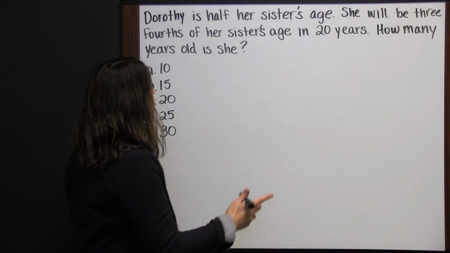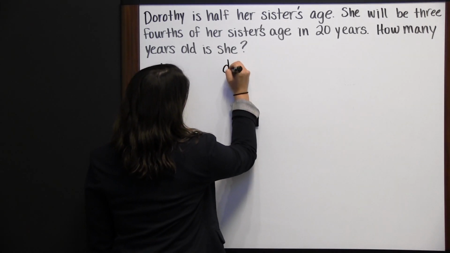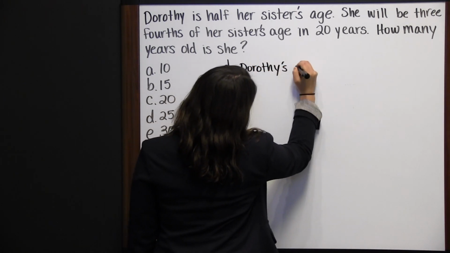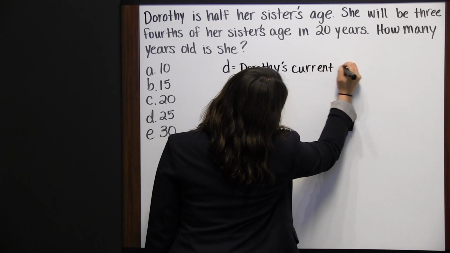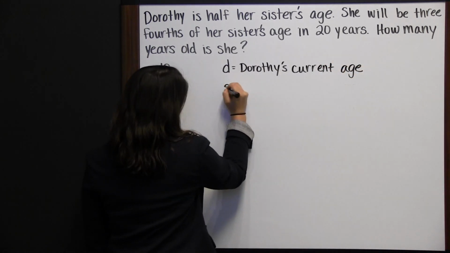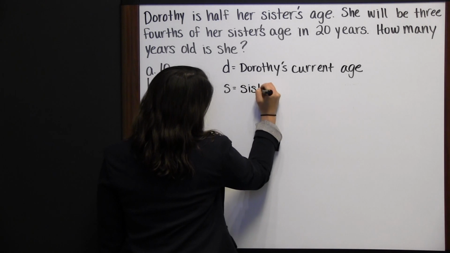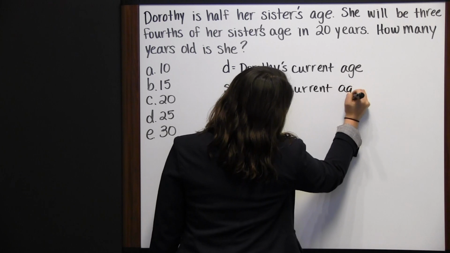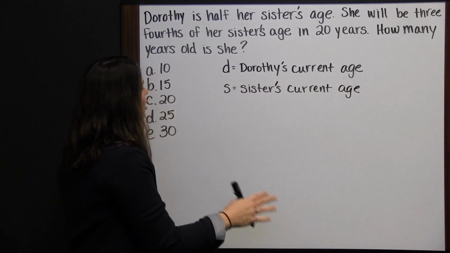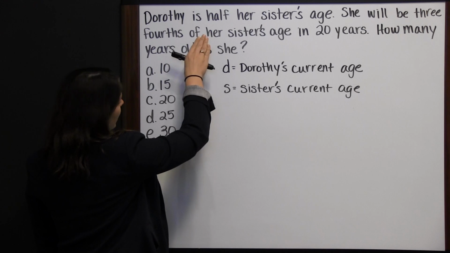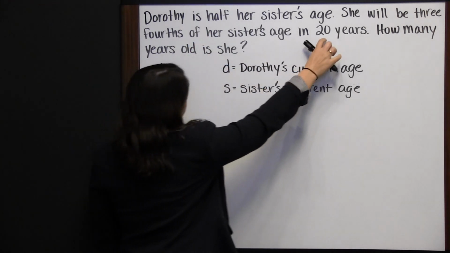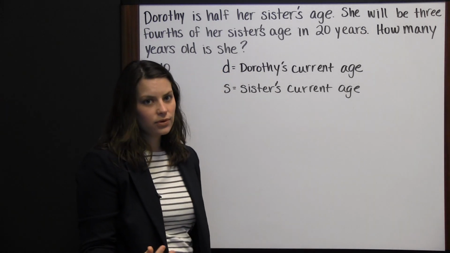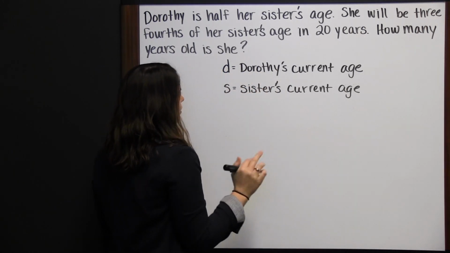So I'm going to make up 2 variables for those. I'm going to use D for Dorothy's current age. And I'll use S for the sister's current age. And I say current because they're talking about their ages now and then also their ages in 20 years. But what we want to know is how many years old she is now. So we're going to deal with their current ages.